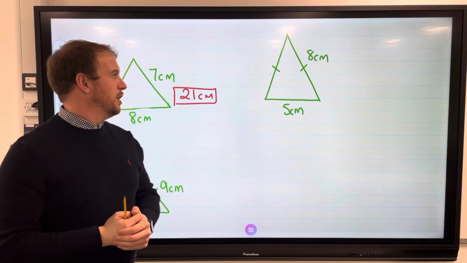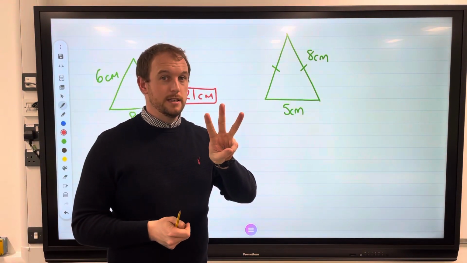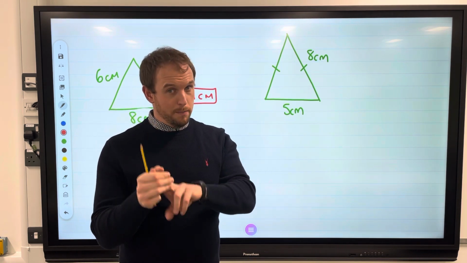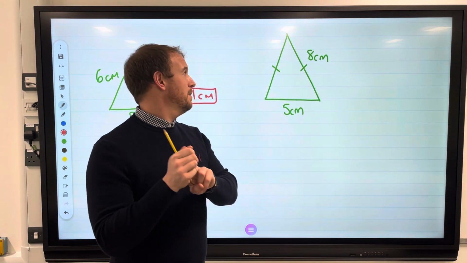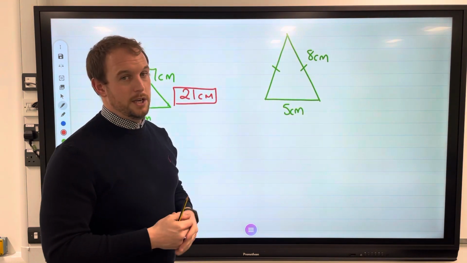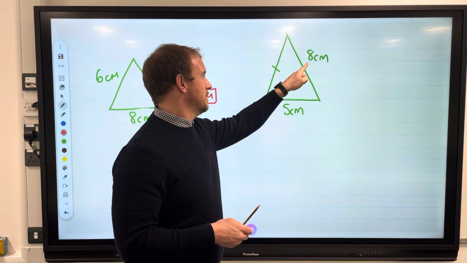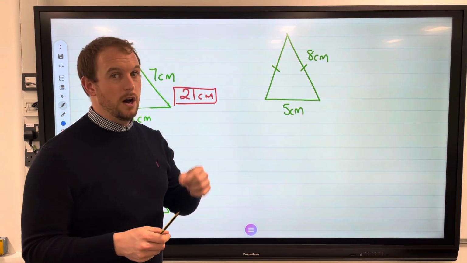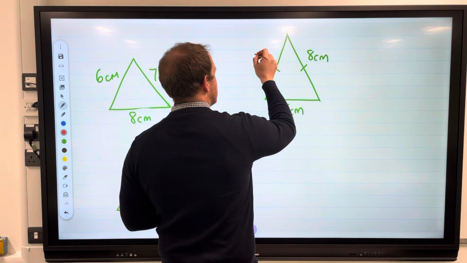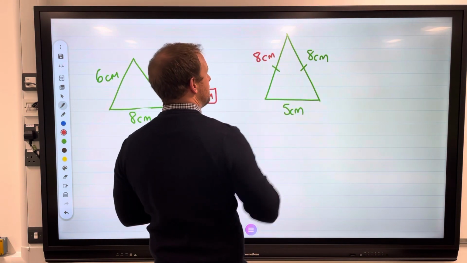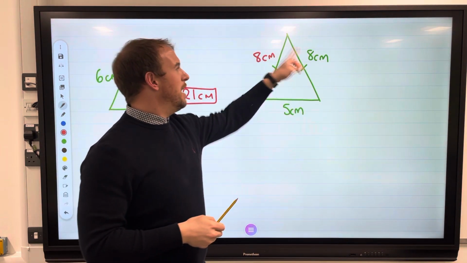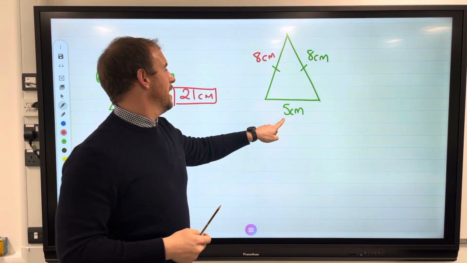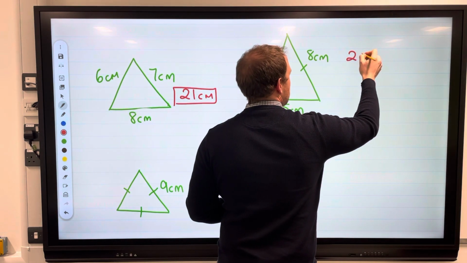Here then, triangle has 3 sides. I've only put labels on 2 of them. Now I've got to use my property knowledge to help me calculate this missing side here. Well, you can see I've got these little lines. Those little lines tell me that those sides are equal. So if this is 8 centimeters, this one must be 8 centimeters. Now I've got all 3, I can add them up. 8 add 8 is 16, add 5 is 21 centimeters.